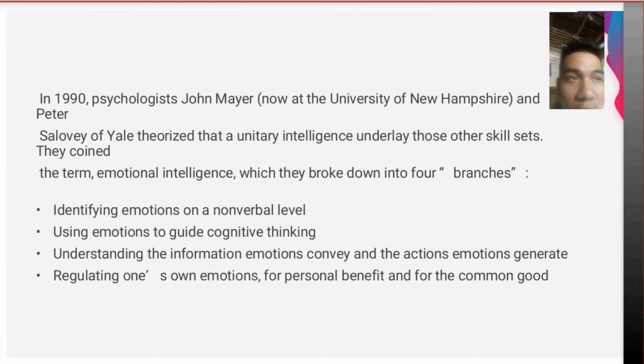In 1990, psychologist John Mayer, now at the University of New Hampshire, and Peter Salovey of Yale theorized that a unitary intelligence underlay those other skill sets. They coined the term emotional intelligence, which they broke down into 4 branches. Number 1, identifying emotions on a nonverbal level. Number 2, using emotions to guide cognitive thinking. Number 3, understanding the information emotions convey and the actions emotions generate. Lastly, regulating one's own emotions for personal benefit and for the common good.